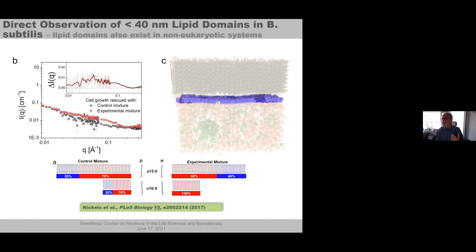But because you get a change in the scattering, it means that the lipids having 16-0 and lipids having anti-iso 15-0 are in different places for the most part. So that's how you create contrast, even though the total scattering of the system is exactly the same. Nothing has changed, except the species that carry the deuteriums has changed.